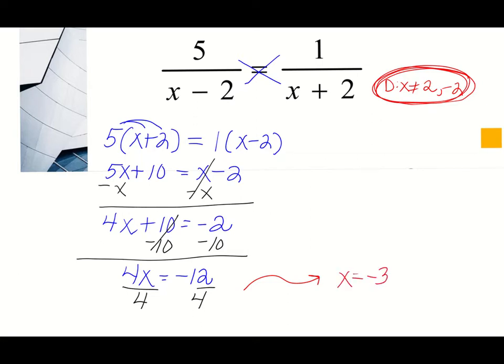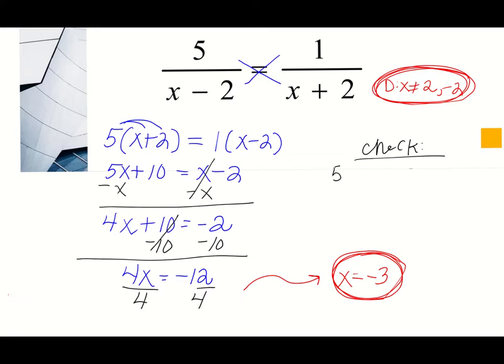Since that is not one of my domain restrictions, it is my solution, because it's not going to make the denominator 0, and it's going to make my two rational equations equal to each other. And I can always go back and plug negative 3 in to make sure that it does in fact work. I will do it this time to go ahead and check, but because I know it's not a domain restriction, I know it's not extraneous, but I can always check just to make sure it is in fact the correct answer.